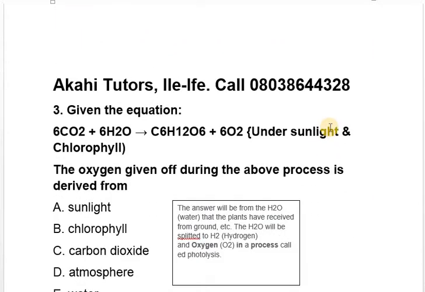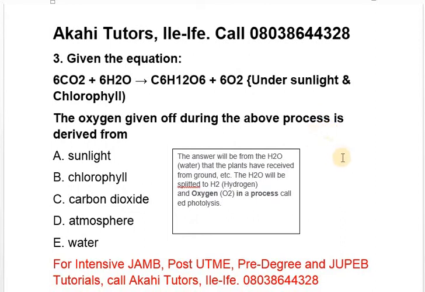Number three: given the equation CO2 plus water, giving us glucose and oxygen under sunlight and chlorophyll, the oxygen given off during the above process is derived from dash. This is a reaction taking place between carbon dioxide and water, giving us glucose and oxygen. As we all know, this is the photosynthetic chemical equation.